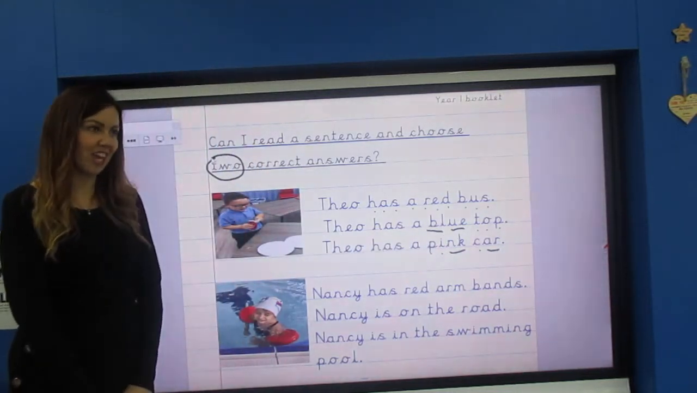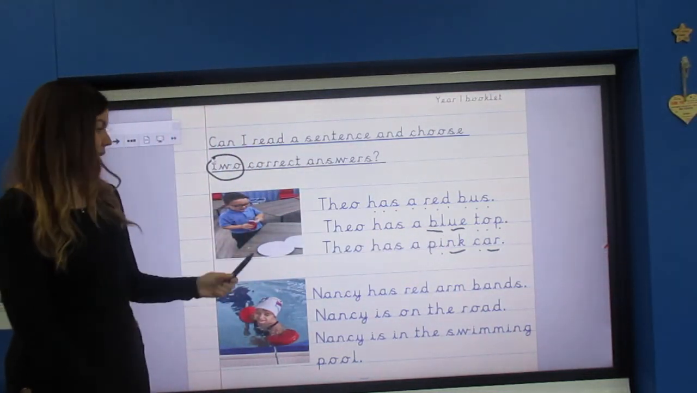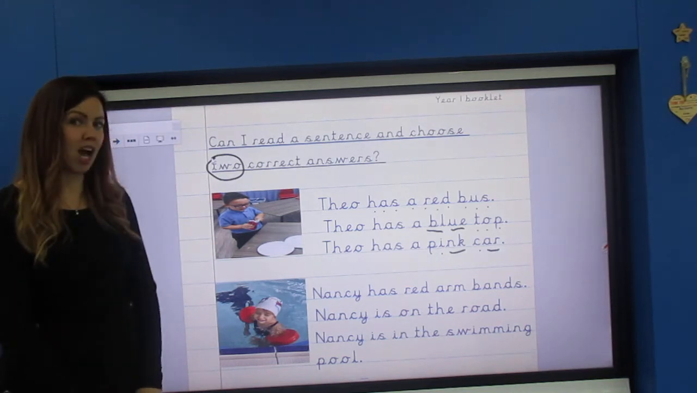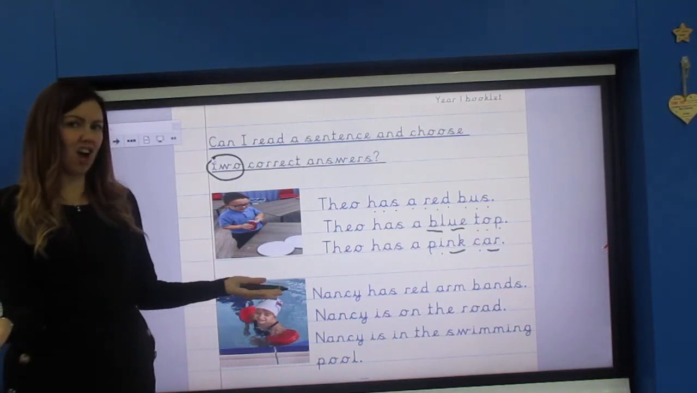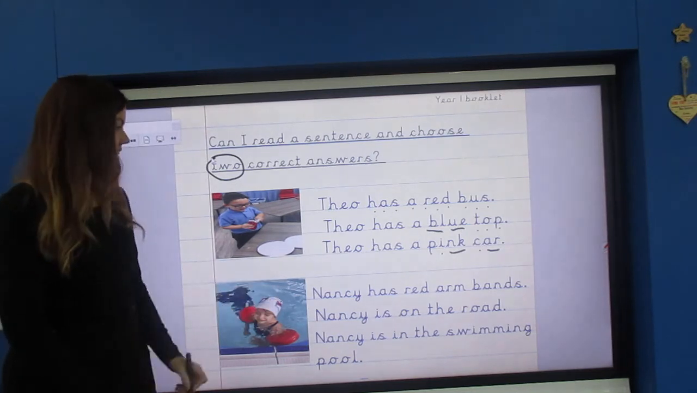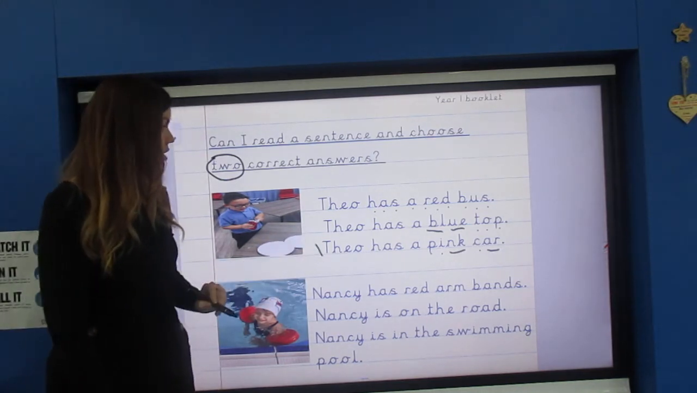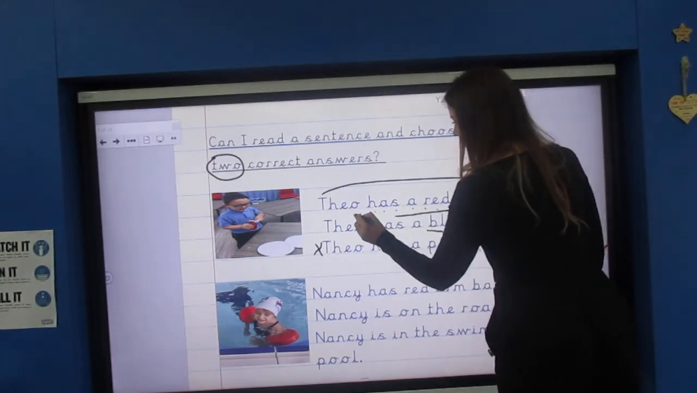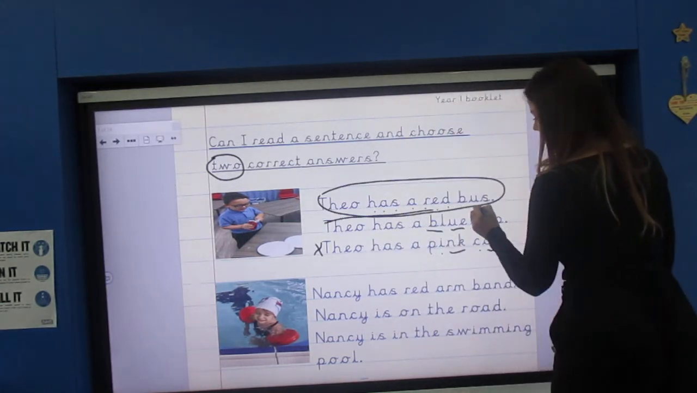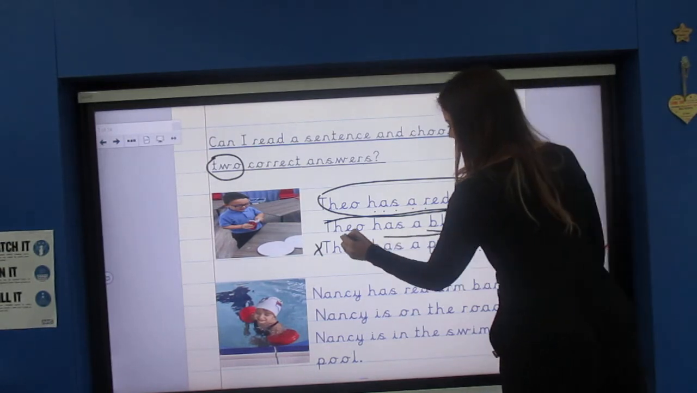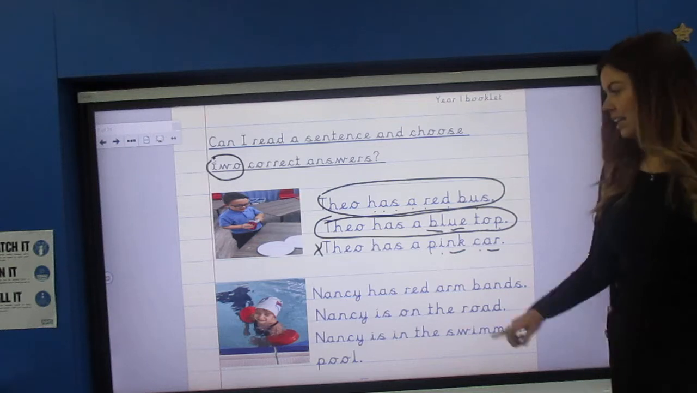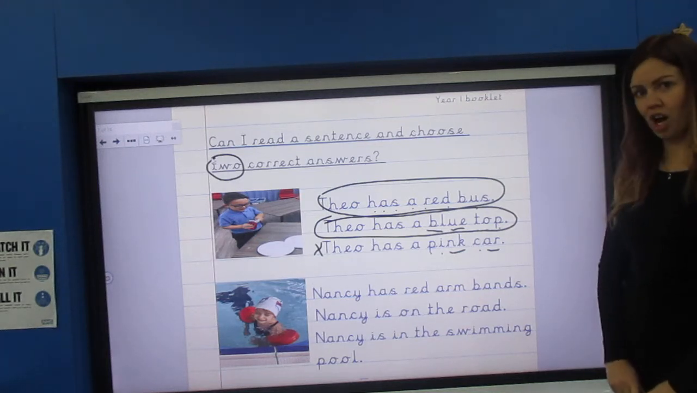Which ones do we think? I can see he's got a red bus. And I can see he's got a blue top. Has he got a pink car? He hasn't, has he? So this one is wrong. So I'm going to put a circle around the top one and the next one, because those ones were correct and that one was wrong. Theo does not have a pink car.